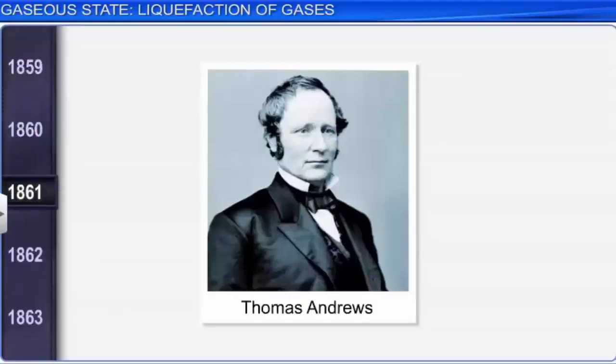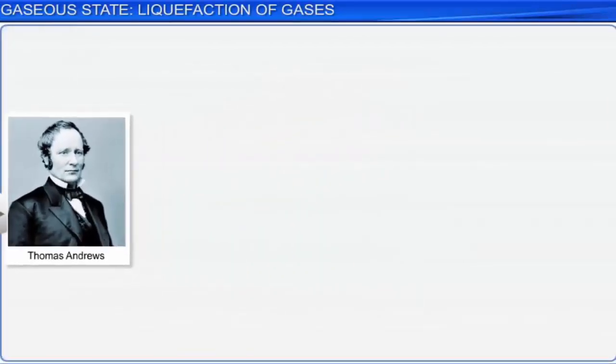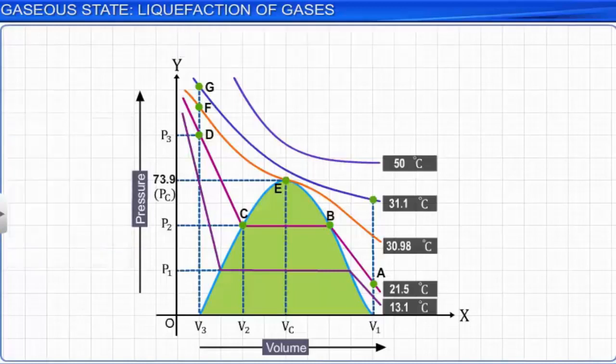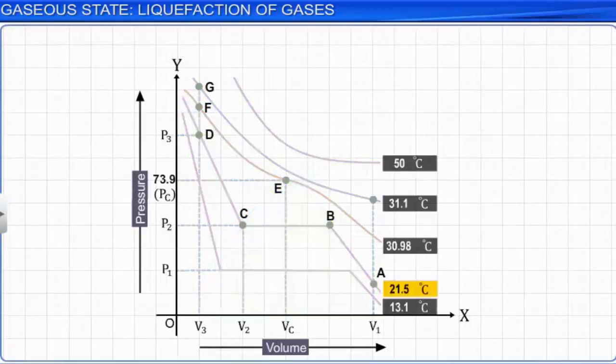In 1861, Andrews studied these critical phenomena of carbon dioxide. In his experiments, he studied the effect of pressure on volume at different temperatures for carbon dioxide. He plotted this variation in volume and pressure at constant temperature, called isotherms, as shown in the graph. Observe the isotherm at 21.5 degrees Celsius.